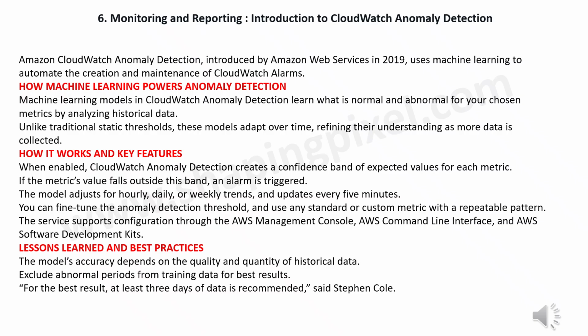When enabled, CloudWatch anomaly detection creates a confidence band of expected values for each metric. If the metric's value falls outside this band, an alarm is triggered. The model adjusts for hourly, daily, or weekly trends and updates every 5 minutes. You can fine-tune the anomaly detection threshold and use any standard or custom metric with a repeatable pattern. The service supports configuration through the AWS Management Console, AWS Command Line Interface, and AWS Software Development Kits.